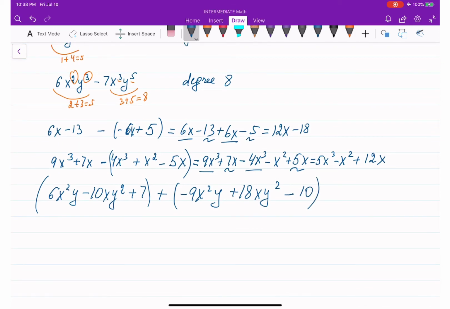So let me ask you, x squared y and xy squared, are they like terms? Absolutely not. Let me write out x squared y and xy squared. So at a glance they look like like terms, but they are not, because look, x has degree 2 here, here x is 1. Here y has degree 1, here y has degree 2. Therefore, they are not like terms.